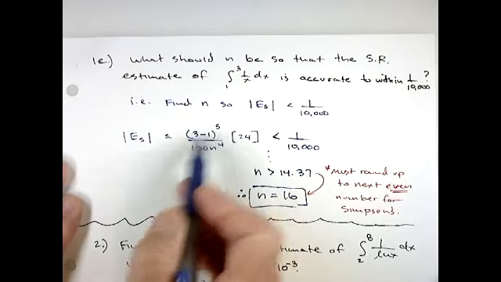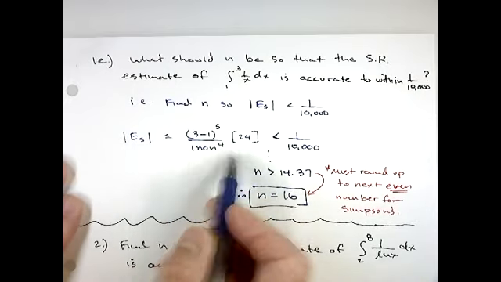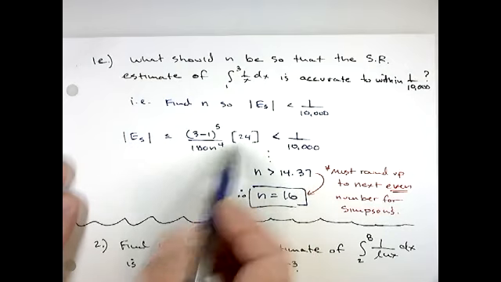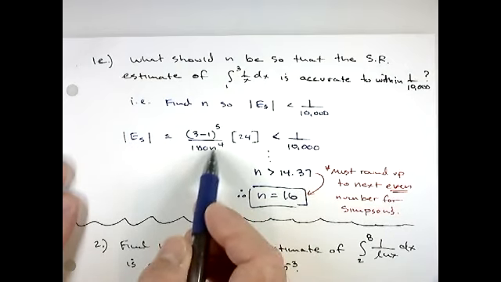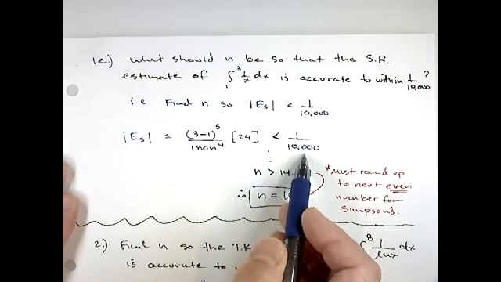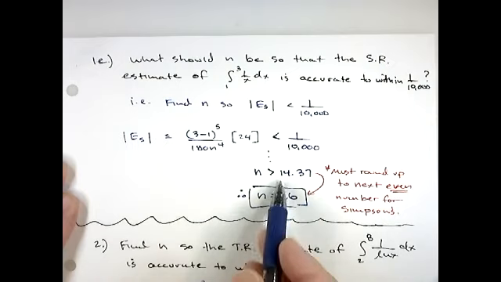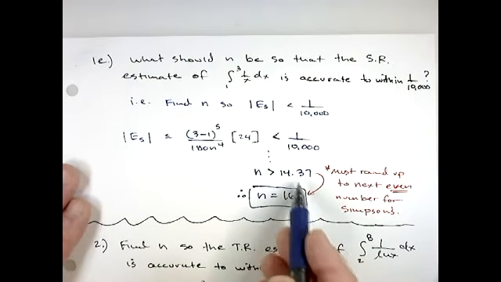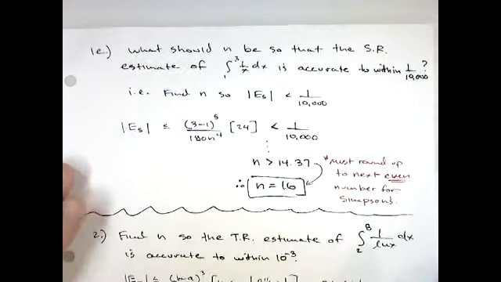So you can use that error bound formula. We already put a bound for the 4th derivative. This time we're going to try to solve for n. Set this less than 1 over 10,000. And if you do the algebra, n comes out to be greater than about 14.37.